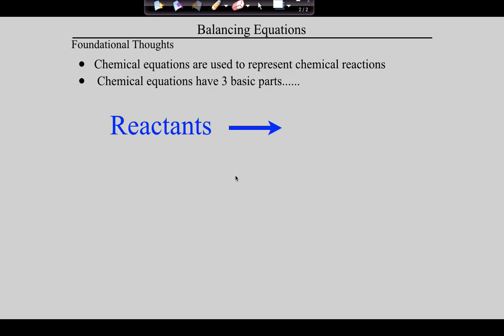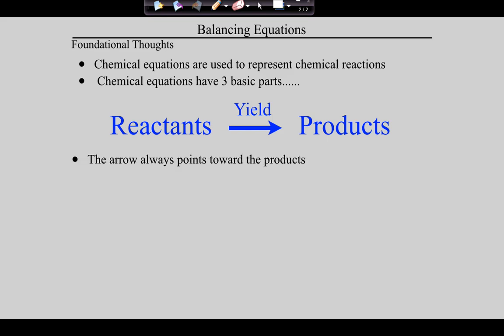Then guys, we've got an arrow in between. The arrow literally denotes movement. We're going from reactants to the things that are produced, which we call products. Understand that arrow is read as yields. So together we would say reactants yield products. And guys, the arrow always points at the products. The products don't necessarily have to be on the right, but the arrow will always point at the products. And 99% of the time the products will be on the right.